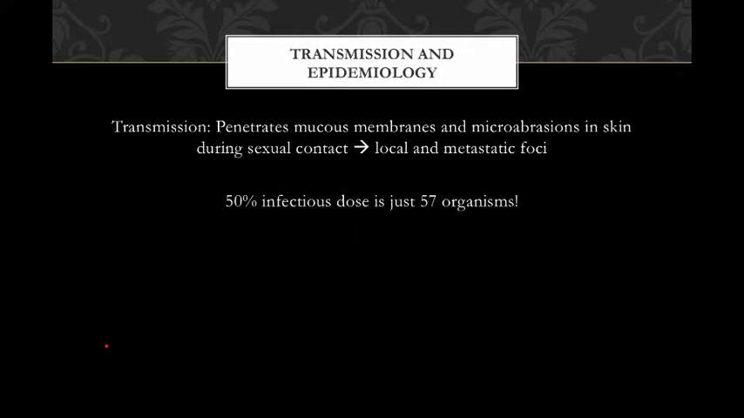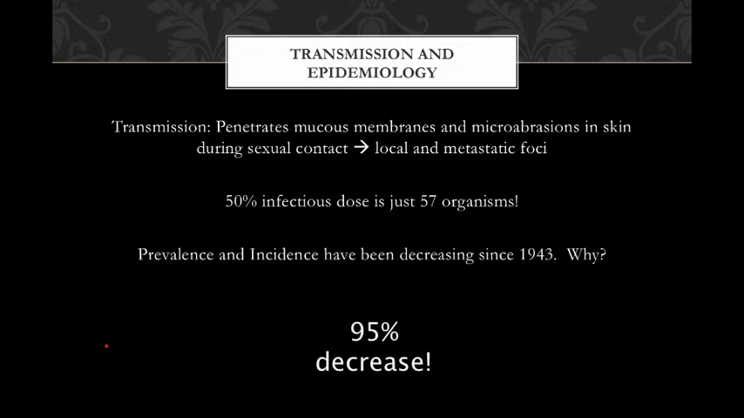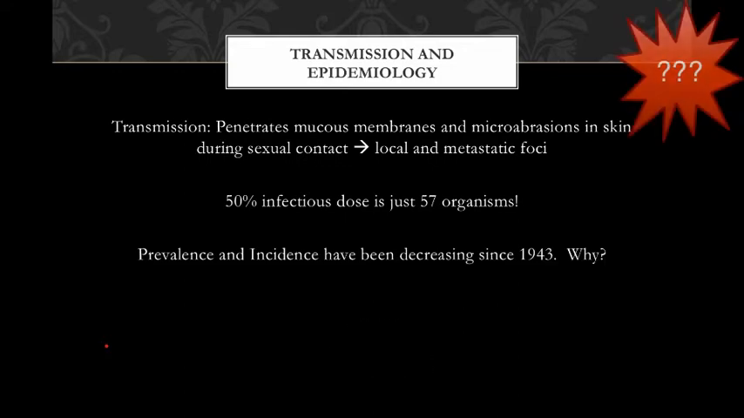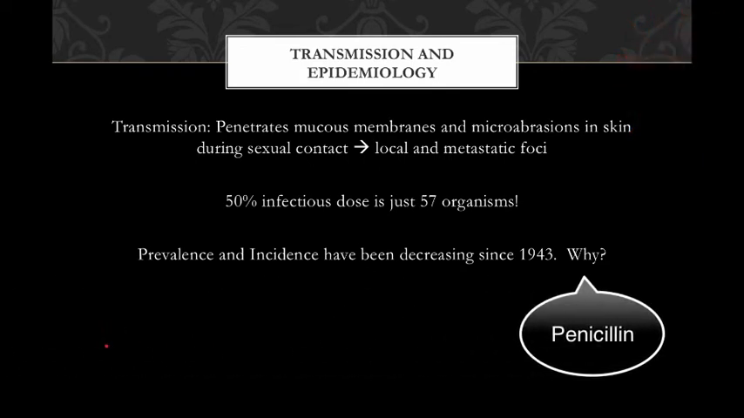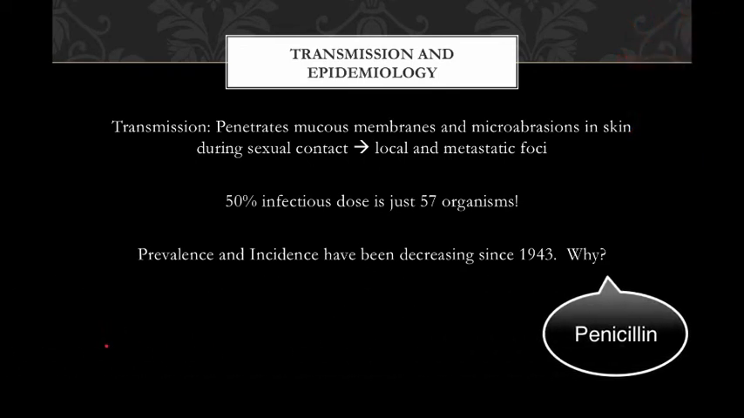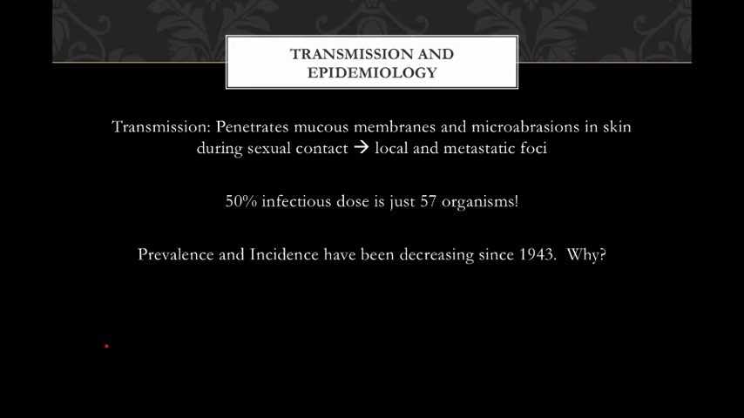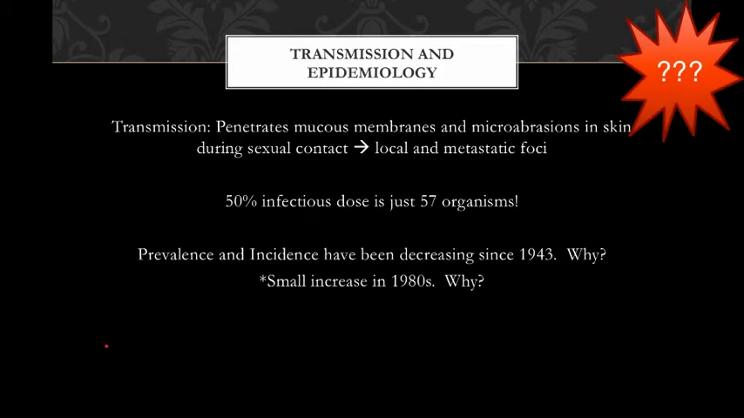Despite the high infectivity of the organism, the prevalence and incidence of syphilis has decreased 95% from 1943 to now. Well, what happened in 1943? Penicillin became widely available. So we'll touch on treatment later, but the early stages of syphilis remain exquisitely sensitive to penicillin treatment. It is notable that there was a small increase of cases of syphilis in the 1980s. Can you think of why?